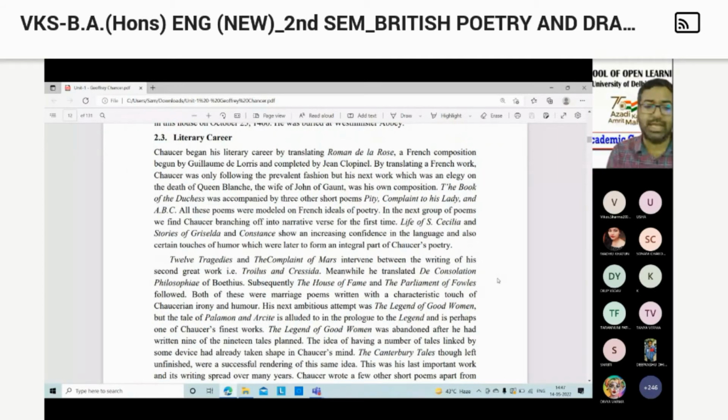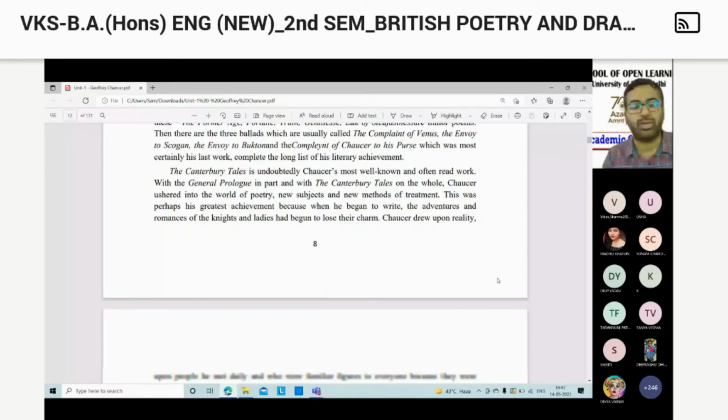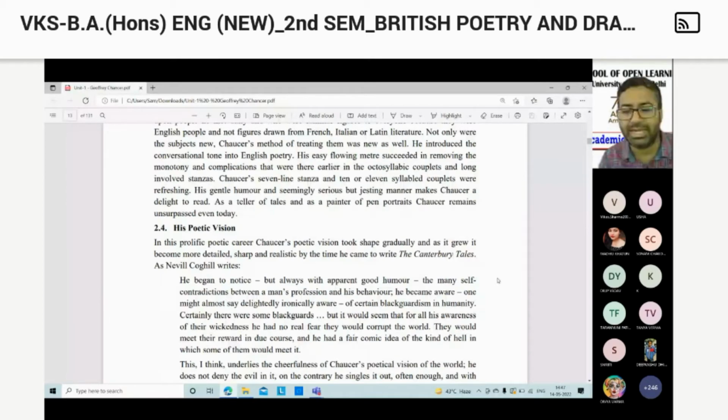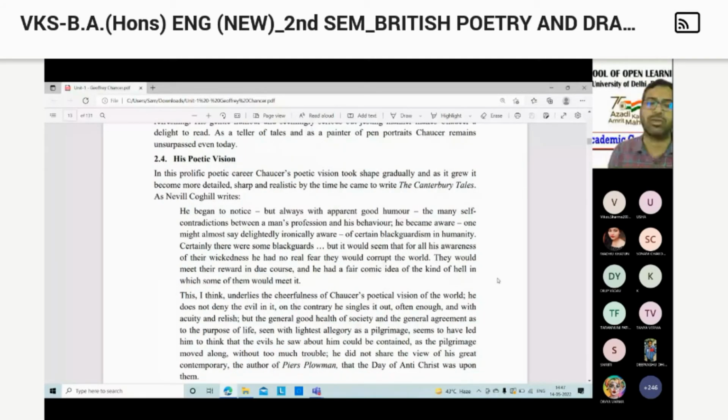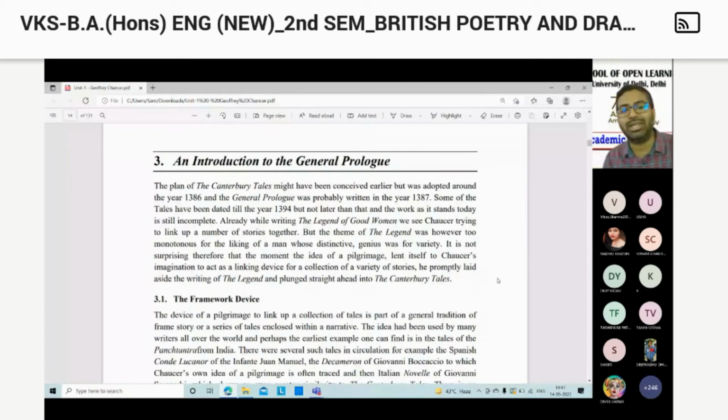Now, an introduction to the General Prologue. This is chapter number 3 of Unit 1. The plan of Canterbury Tales, as I said, is a group of pilgrims going on a pilgrimage and telling their own tales. There are 29 pilgrims, and it was decided that they will tell one tale, one story while they're going, and one tale while coming back from the pilgrimage.